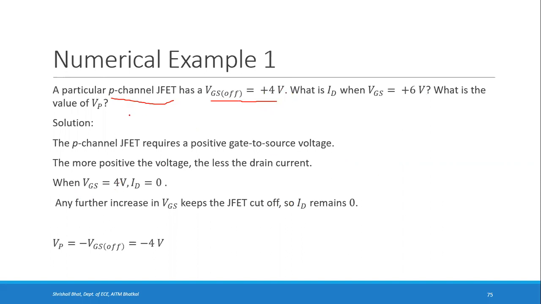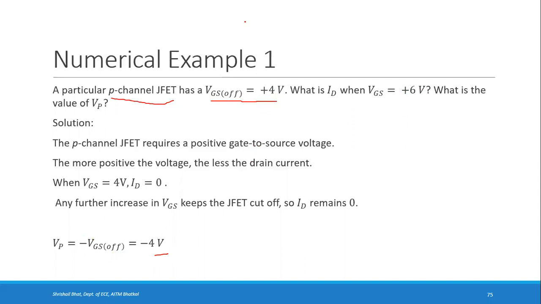What about VP? VP is the pinch off voltage. We have said that the pinch off voltage is equal to VGS off in magnitude, but opposite in direction. So it is minus VGS off, that is equal to minus 4 volts. Since VGS off is plus 4, VP, the pinch off voltage, is minus 4 volts. So this is the way you have to solve this problem. You have to understand that at VGS off, the current becomes 0. So if the voltage is more than that, the current will still be 0. And VP is equal to VGS off in magnitude, but negative in polarity.